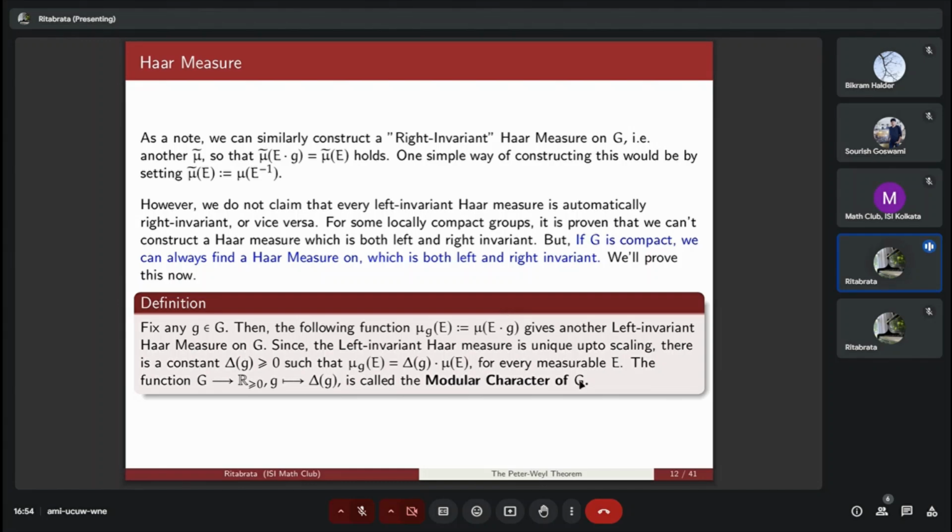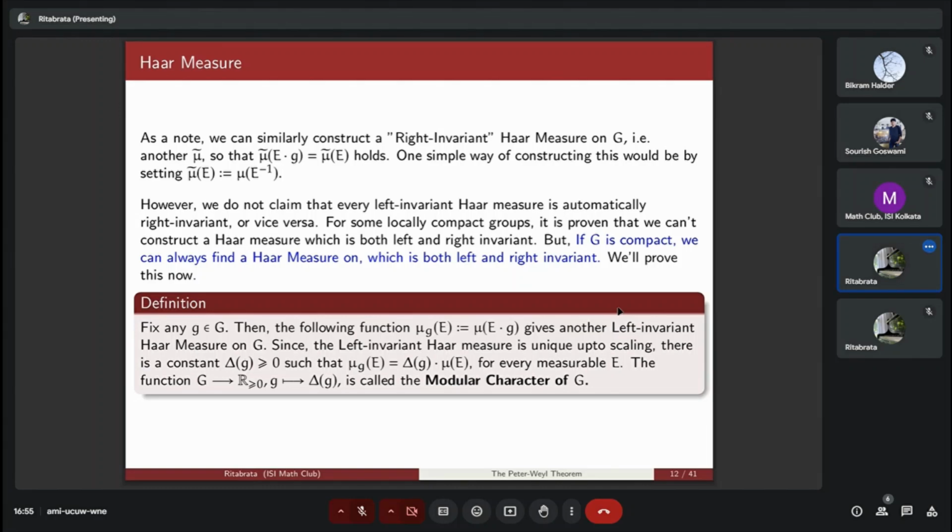So we need to show that the modular function is trivial for compact groups. It will mean that for a compact group, all left invariant Haar measures are also right invariant, which we'll prove now. You can see that since we defined mu_G of E to be mu of E times G, and this is the same as delta G times mu of E, it is enough to show that for compact groups, this modular function is trivial.